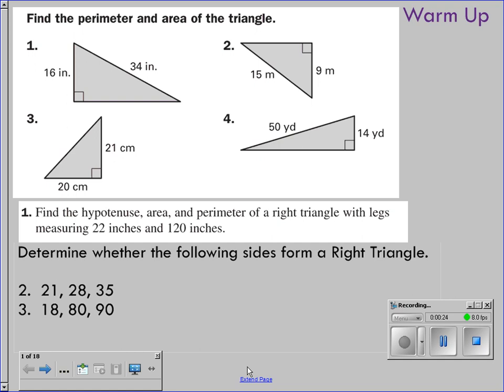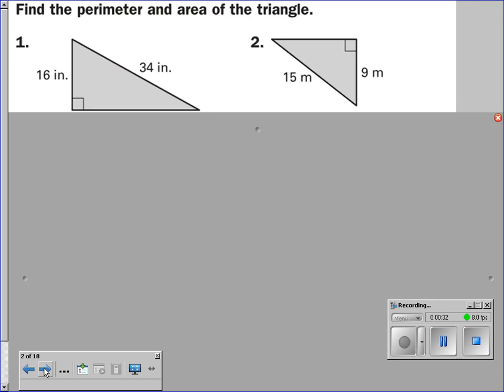Now that you've had a chance to look at the problems and solve them, and if you haven't, please make sure to pause it now and do so. Let's go ahead and go over the way to do them.